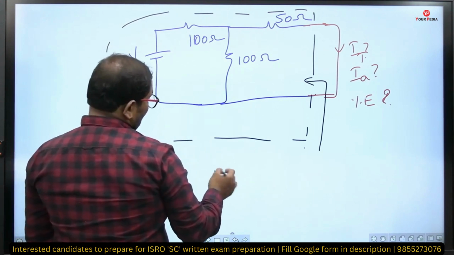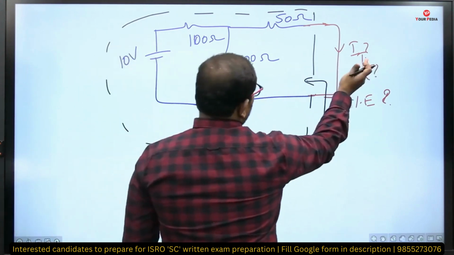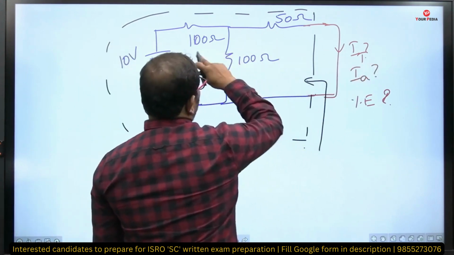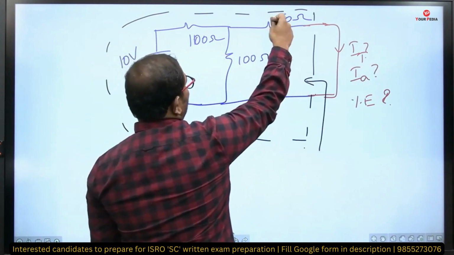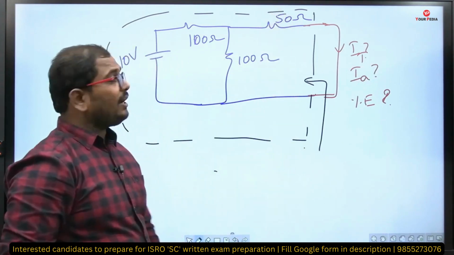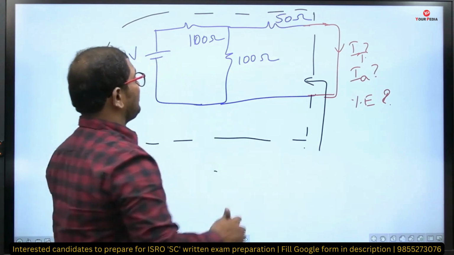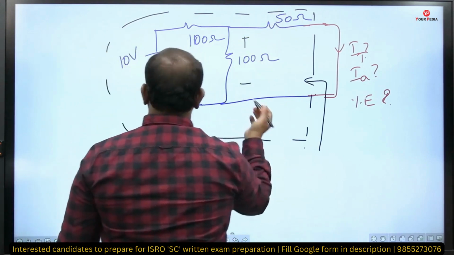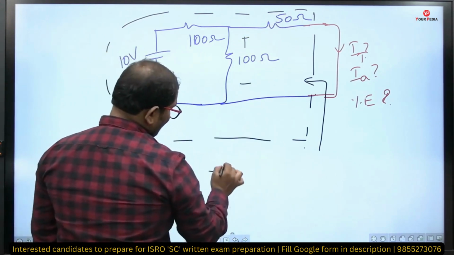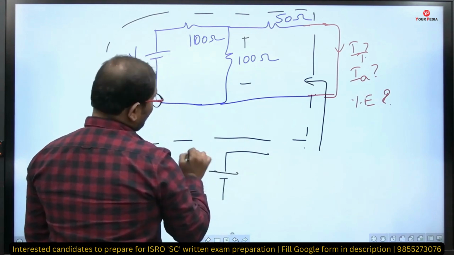So if I open circuit this one, what will we get? 100 is connected in series. Because of the open circuit, 50 ohms will be isolated. So what is the Thevenin's voltage here? The Thevenin's voltage will be 5 volts. You will get 5 volts as the Thevenin's voltage.